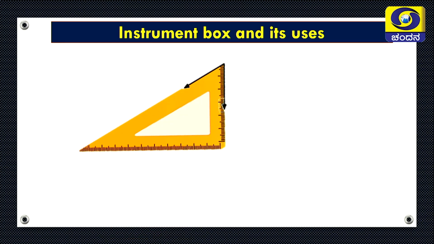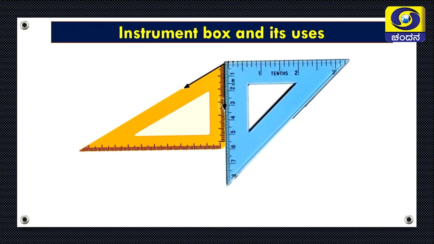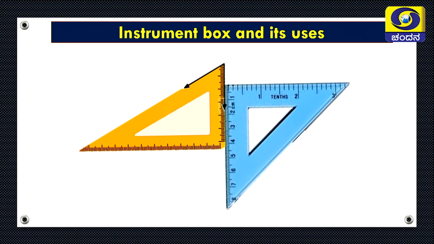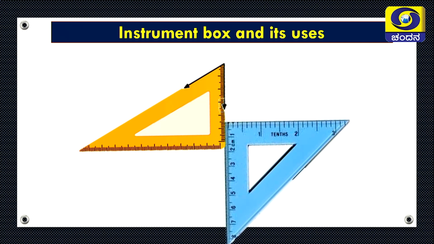Next one is set squares. Set squares are also one of the maths tools which is found commonly in a geometry box. There are two kinds of set squares available. One has an angle of 45 degrees and the other has 60 degrees. With the help of set squares, we can draw parallel lines, perpendicular lines, make some standard angles and so on.